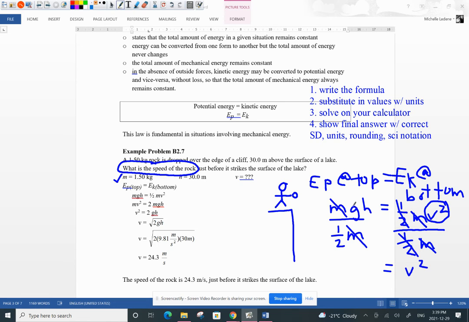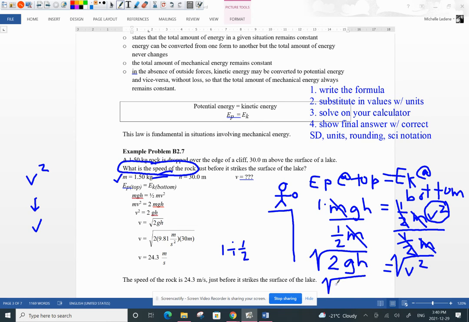Remember, we can write this as gh over a half, or another way of writing this is the same as 1 times mgh over a half. 1 divided by a half is 2. So 2gh is equal to v squared. Again, I'm looking for the speed of the rock, not the speed squared, but the speed. So I have to go from v squared and find v, and to do that, I need to take the square root of both sides of this equation.